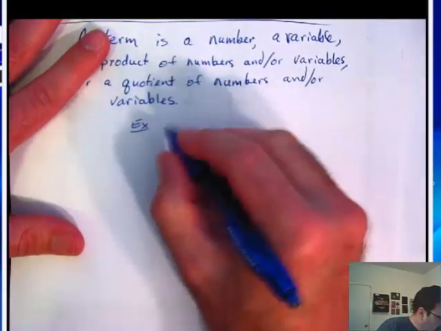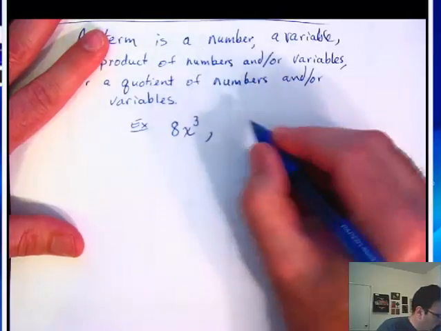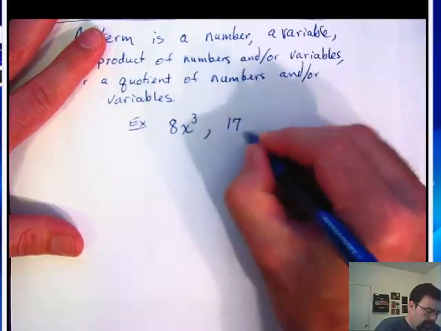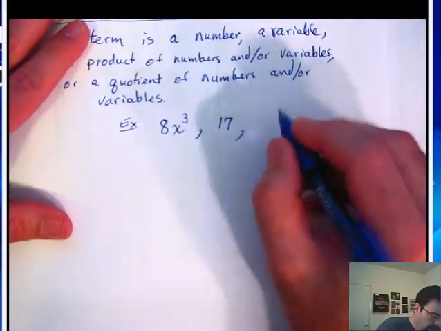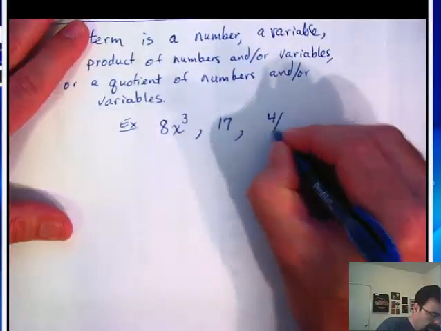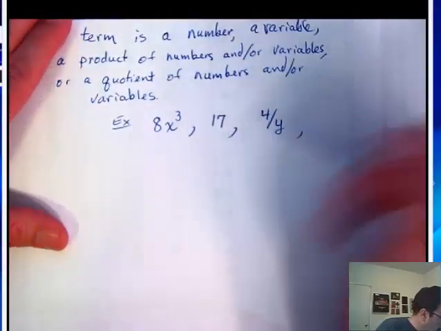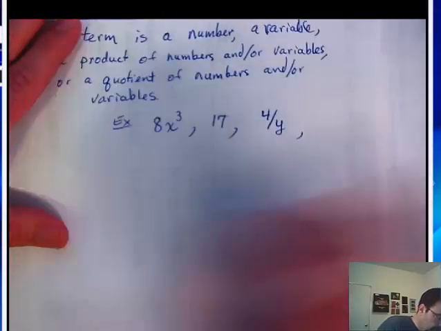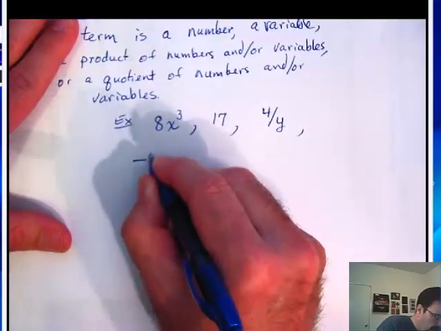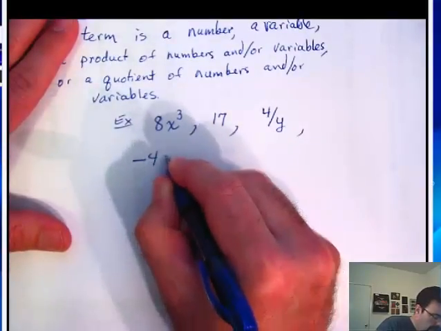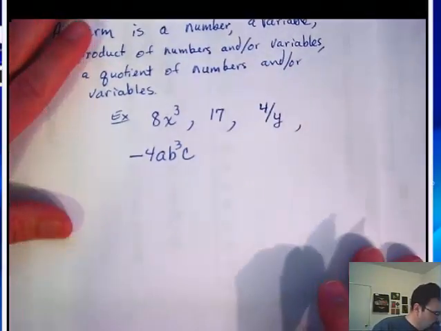So terms are things like ax to the third, or just a number by itself, or a quotient, 4 divided by y. That would be a term. And I can have even more than one variable. I can have like negative 4ab cubed c. Okay, so those are all terms.